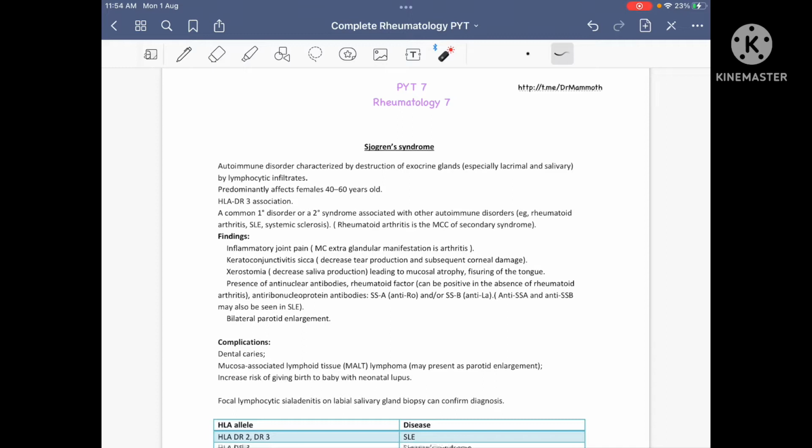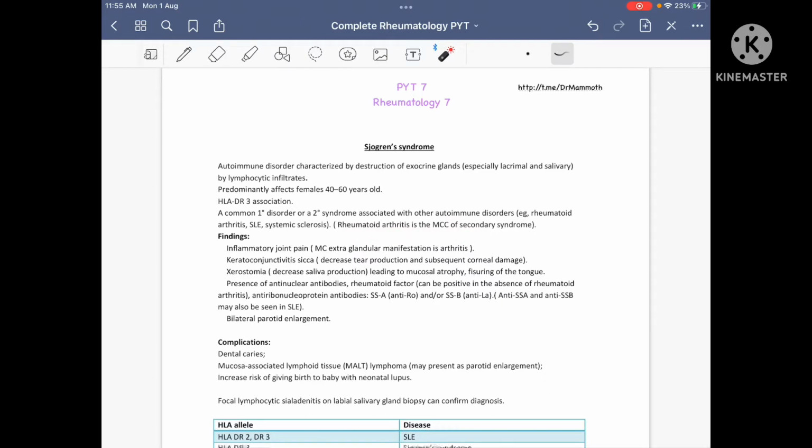It is an autoimmune disorder characterized by destruction of exocrine gland. As it is autoimmune, it is predominantly seen in females 40 to 60 years old. HLA-DR3 association. If it is secondary, it is associated with other autoimmune disorders, for example rheumatoid arthritis, SLE, systemic sclerosis, or if it is only Sjögren, it is a primary disorder. Rheumatoid arthritis is the most common cause of secondary syndrome.